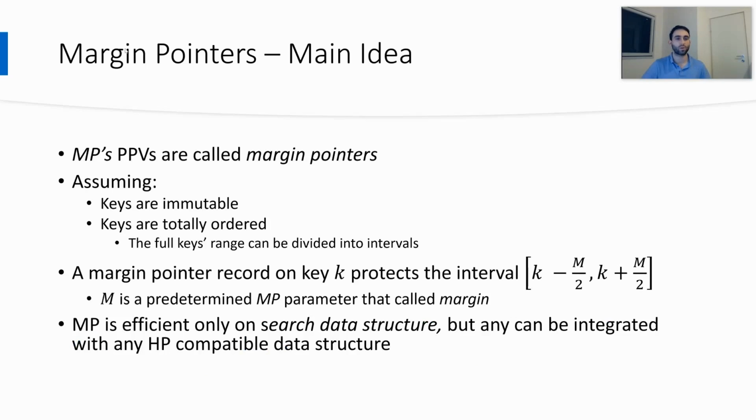The pointer protection variables of MP are called margin pointers, and for the logical protection we require that the keys be immutable and totally ordered. Then a margin pointer record on key k actually protects any node that is associated with a key in the range between k minus half m to k plus half m, where m is a configurable constant parameter we call the margin. It's worth mentioning that MP can be used with any data structure that is compatible with HP, but it is only efficient on search data structures because of the special way the keys are organized within them.